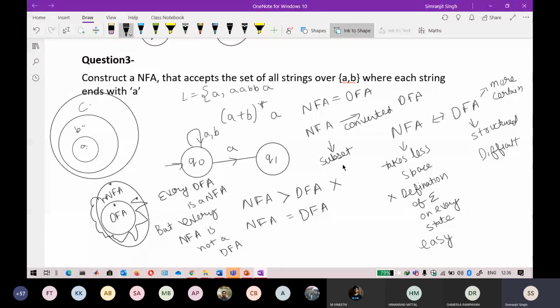I will discuss this method in the next class. For certainty, suppose in the exam I cannot ask you to draw an NFA, because an NFA has nothing structured. But I might give you a certain DFA and ask you to tell me the number of states.